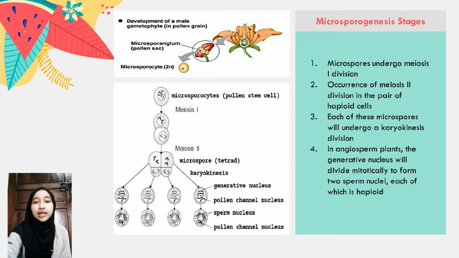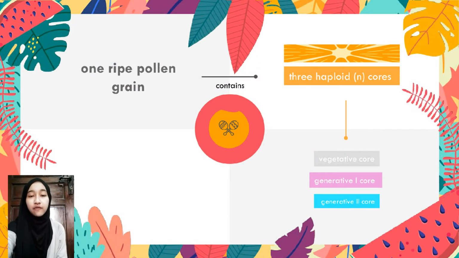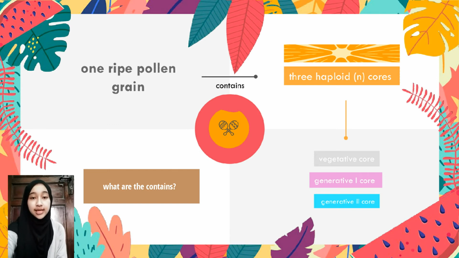And then, in angiosperm plants, mitosis occurs. So, the generative nucleus will divide into 2 sperm nuclei, each of which is haploid. So, from the results of the microsporogenesis process, it can be concluded that one pollen grain contains 3 haploid nuclei consisting of a vegetative nucleus, a generative 1 nucleus, and a generative 2 nucleus.